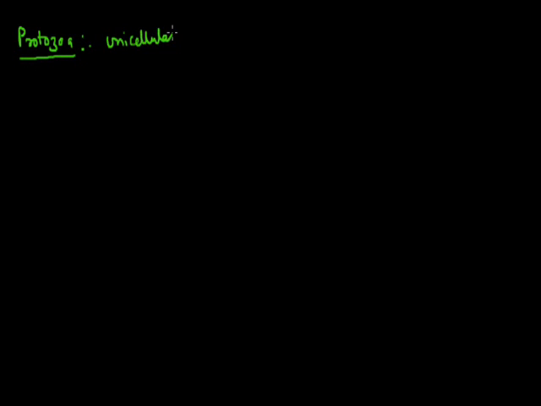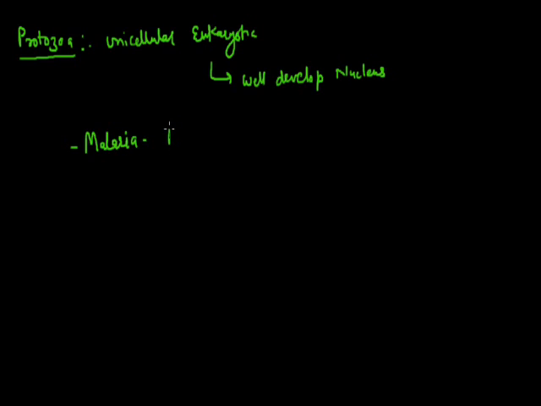Unicellular eukaryotes means these living beings have a well-developed nucleus, or nuclear organization. For example, malaria. Malaria is the disease caused by protozoa, the malarial parasite. The malarial parasite is Plasmodium. The disease caused by Plasmodium we call malaria.